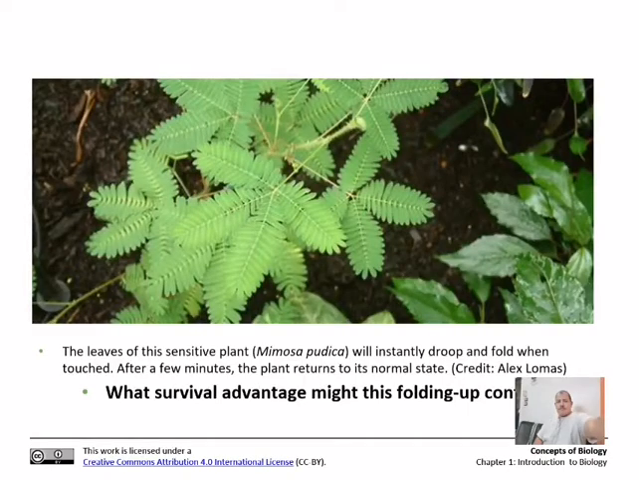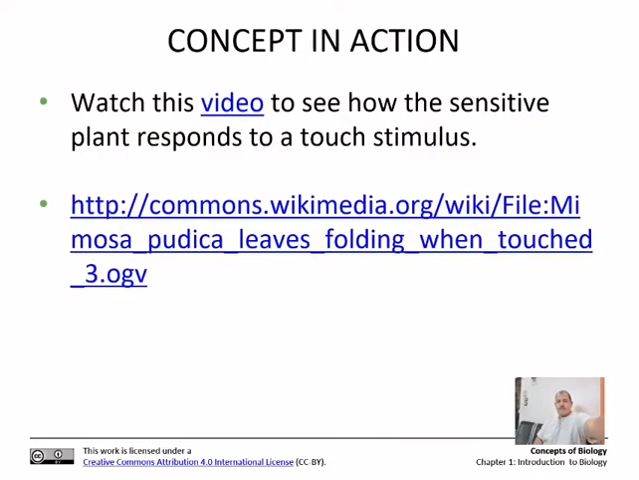This is called evolution. This leaf of a sensitive plant, Mimosa pudica, will instantly droop and fold when touched. They are sensitive to touching. After a few minutes, the plant returns to its normal state. What survival advantages might this folding up confer? So we will watch this video for sensitivity of this plant.